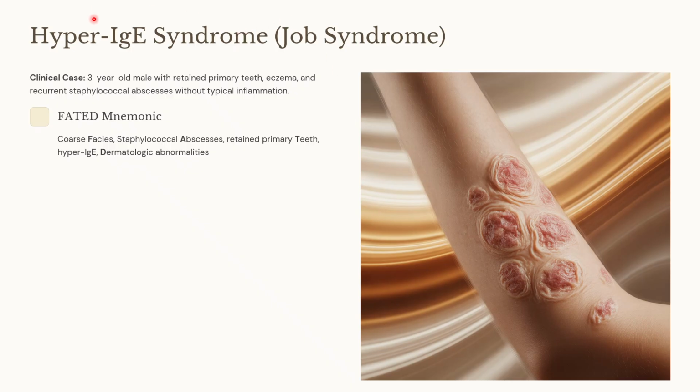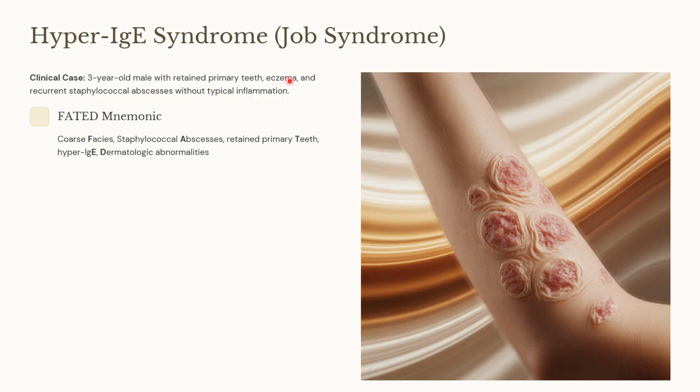What about hyper IgE syndrome? Hyper IgE syndrome is also known as Job syndrome. It has a constellation of symptoms. The very best mnemonic to remember is FATED, that is, fated. F is facies, of course. A stands for abscess, staphylococcal abscess. T stands for retained primary teeth. E stands for hyper IgE, where IgE antibodies are in excess, and D stands for characteristic dermatological abnormalities.